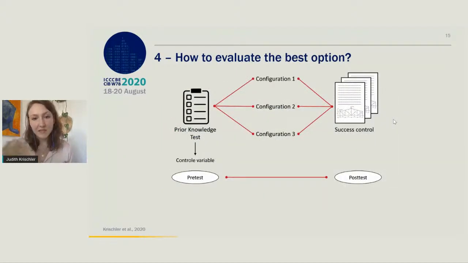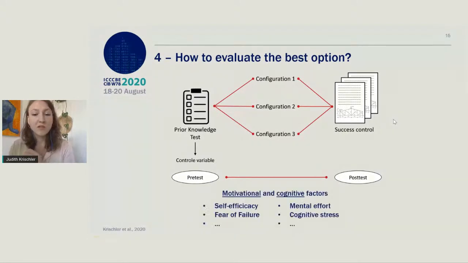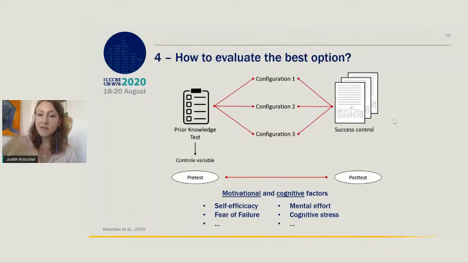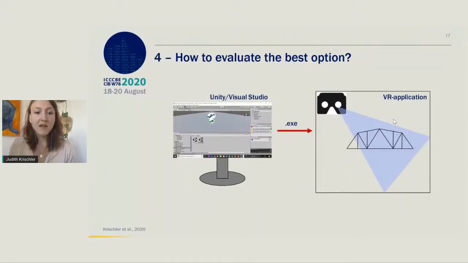And when it comes to the study, we do not only want to know how successful the learners were going through this VR learning environment. We also want to take a look at the motivational factors and the cognitive factors. That means we want to see how is the feeling of the person. So how is self-efficacy, fear of failure, anxiety in that learning environment, and also how high is the mental effort or the cognitive stress. That's what we are going to evaluate in a pre and in a post test. So before performing the environment and afterwards.